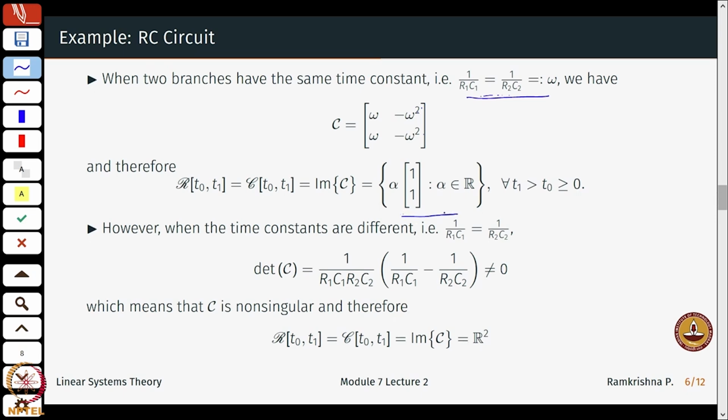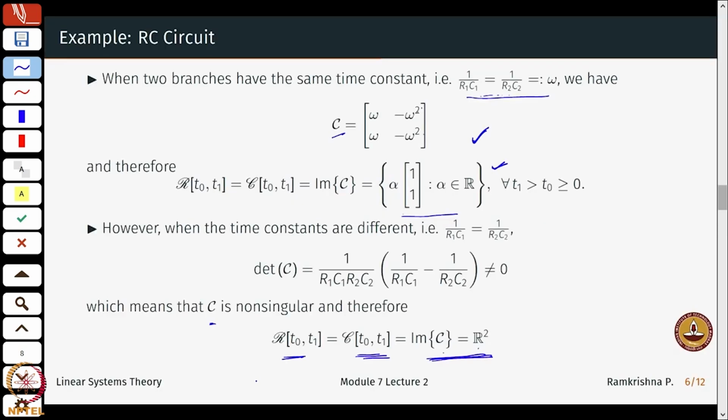However, when the time constants are different, this case we already inferred earlier. Now, we are just computing it via the controllability matrix. So, when the time constants are different, C is non-singular and therefore the image of C is R2. In the first case, the image of C is just R1, because C is singular. The image of C is also equal to the controllable subspace and also equal to the reachable subspace.